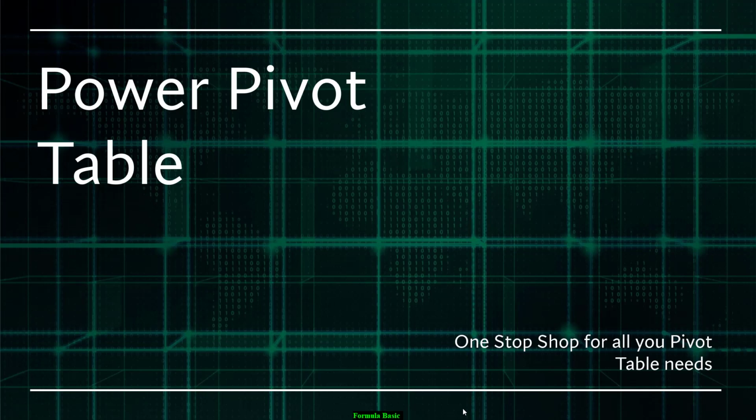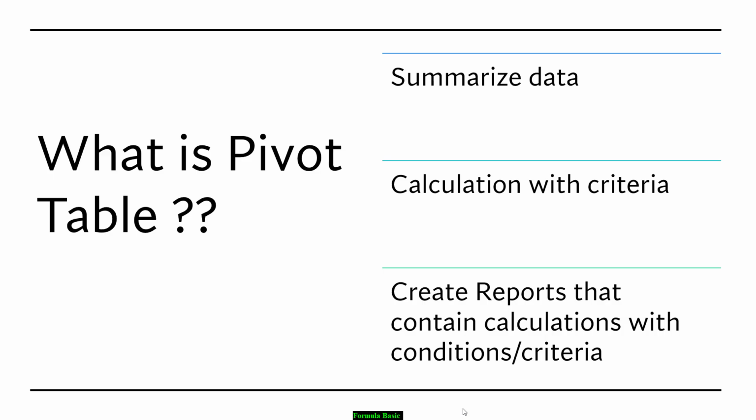So when somebody asks you what a pivot table is all about, you can answer in a one-liner: it is a calculation with criteria. Or you can explain it as another dimension called summarized data. Or you can say that I can create a report based on a calculation of a criteria or a condition given to me as an agenda. That is what a pivot table is all about.